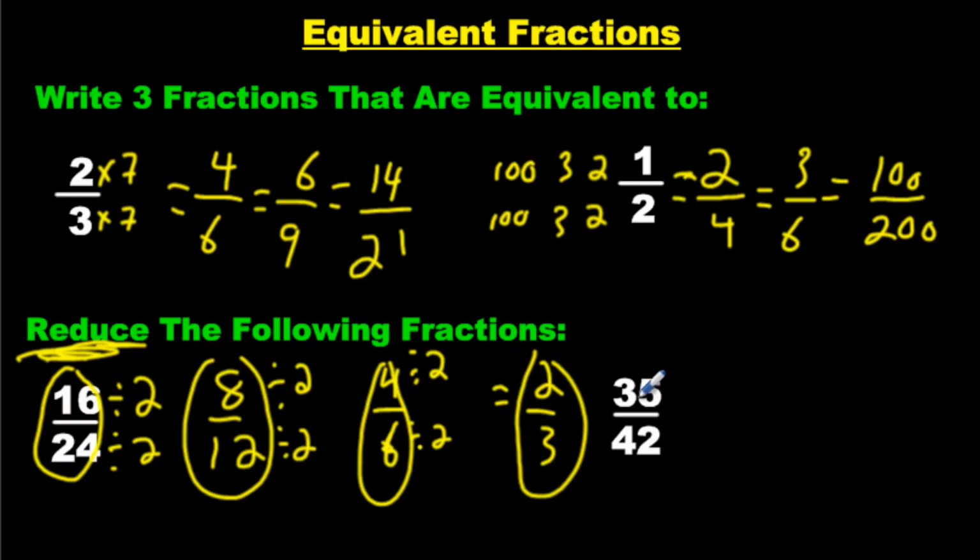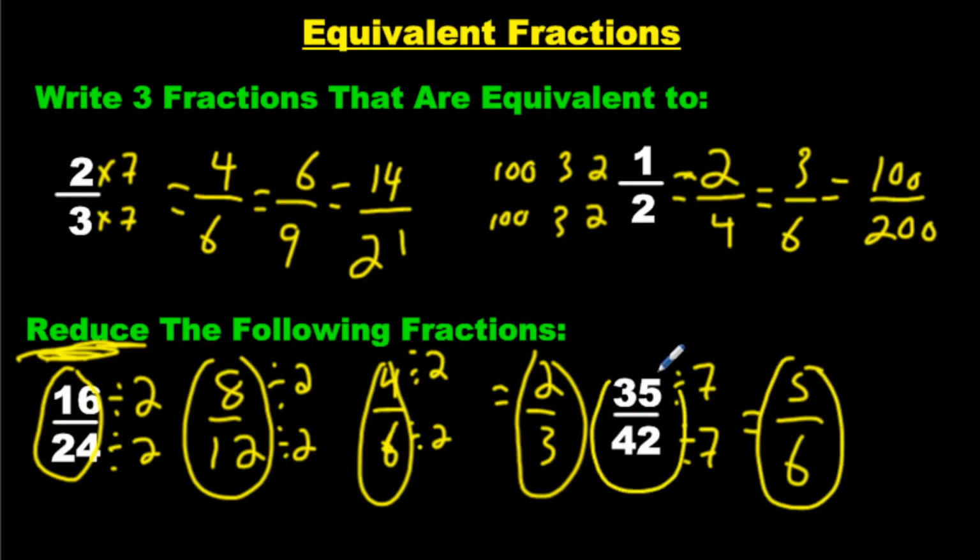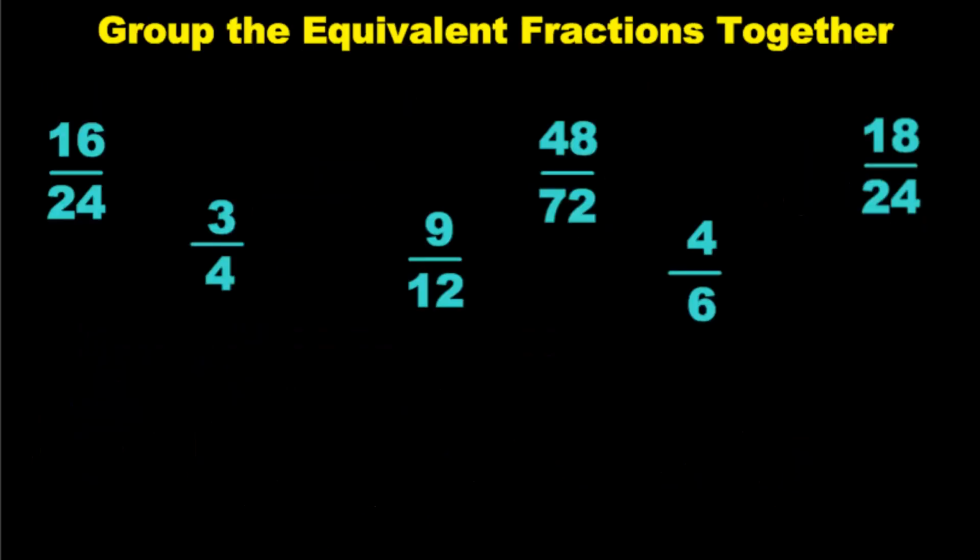How about 35/42? What can I divide both of them by? I could divide 35 by 5, but I can't do that to 42. Doesn't work. So I have to pick a number that works for both. And you know what that number is? It's 7. Yes. So this makes 5, and the denominator makes 6, and these two fractions are equivalent.